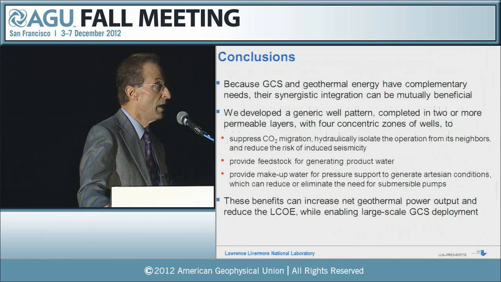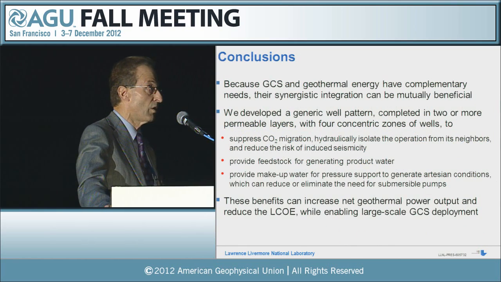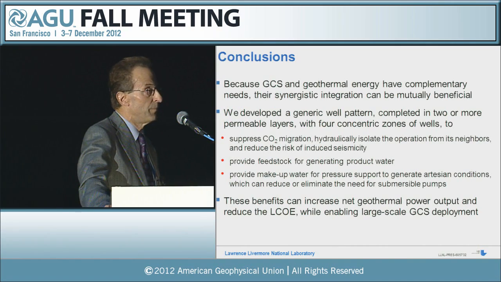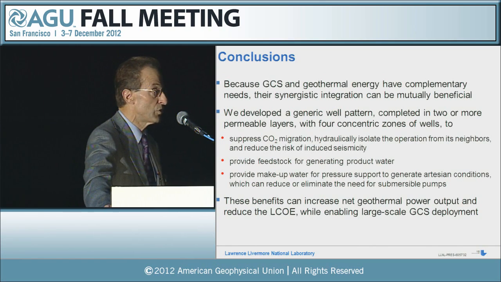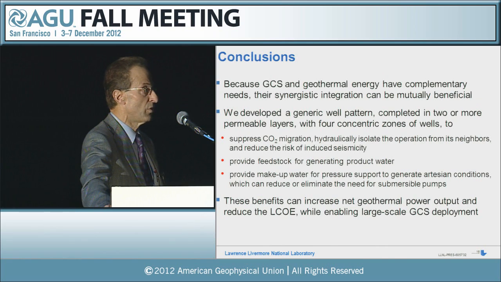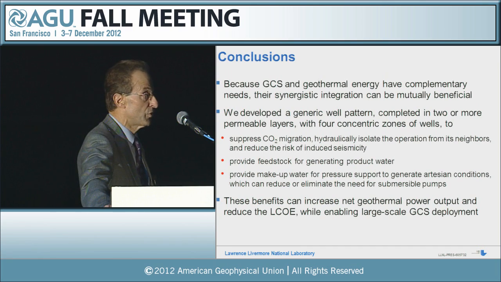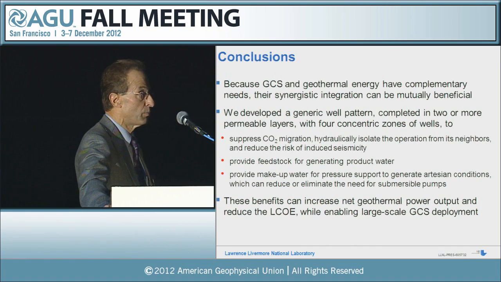And in summary, because geologic carbon sequestration and geothermal energy have complementary needs, they can be synergistically beneficial to each other. We've developed a generic well pattern completed in 2 or more permeable layers consisting of 4 concentric zones of wells that can suppress CO2 migration, hydraulically isolate the operation from its neighboring operations, and reduce the risk of induced seismicity. This approach can also provide feedstock for generating product water.